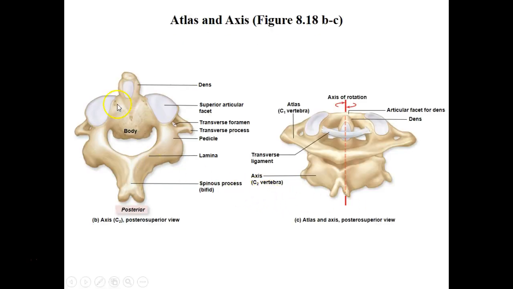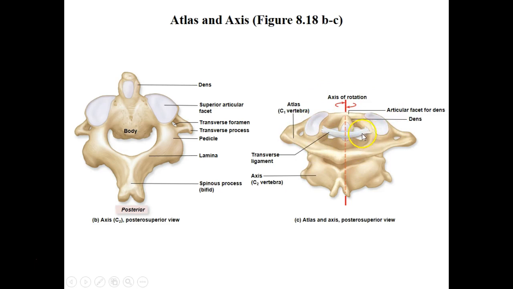And so here is the axis. The axis has this large toothy projection known as the dens or the odontoid process. And here are the facets where the atlas and the axis sit together. So here you can see that joint right here.